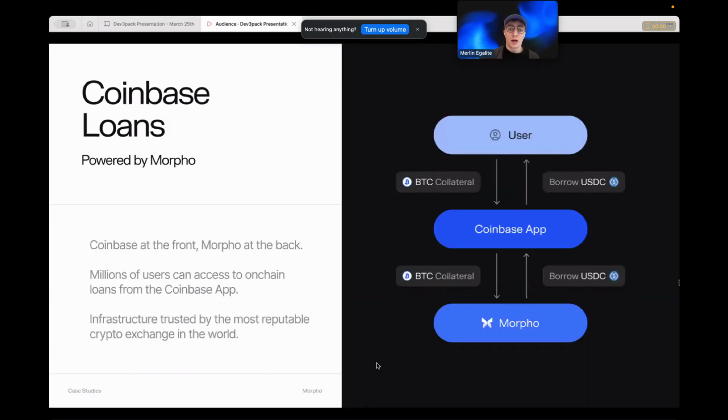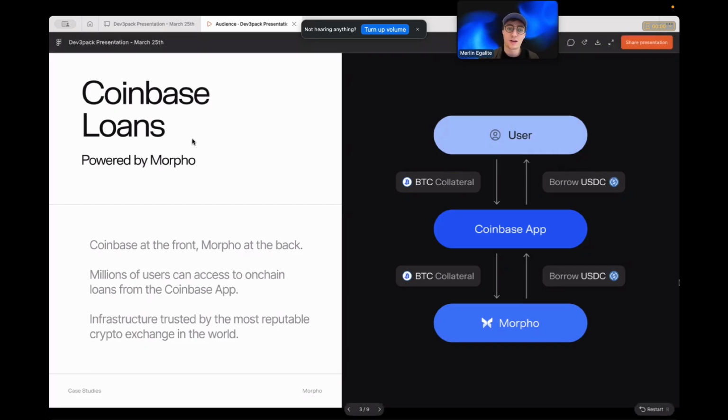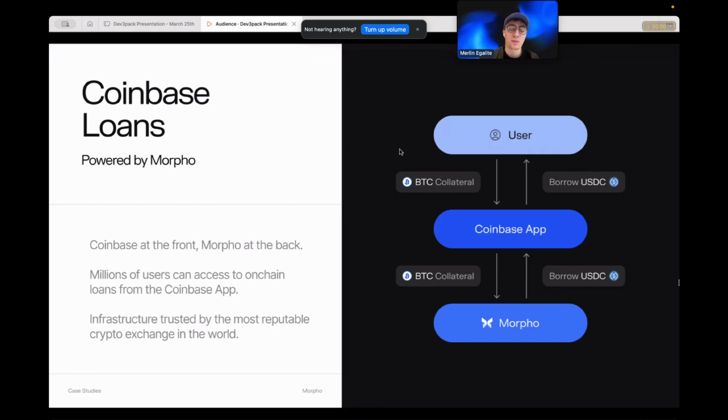Sorry for those that were there yesterday. I was talking about the Coinbase loan powered by Morpho. But I'll do a recap today again because I think this is a very important and interesting integration. So basically, Morpho is deployed on the Base L2 chain. It's an Ethereum L2 built by the Coinbase team using the OP stack. And there's a Morpho instance on it.